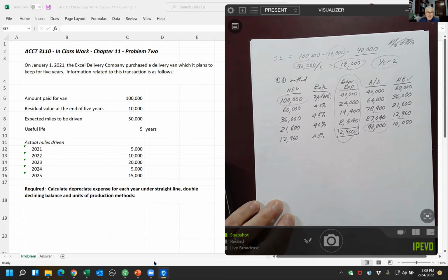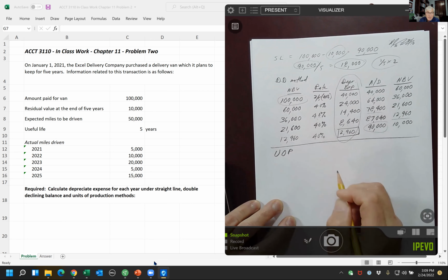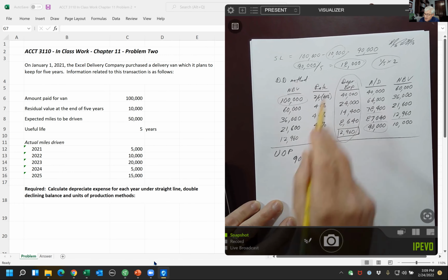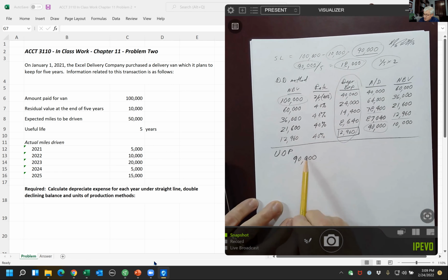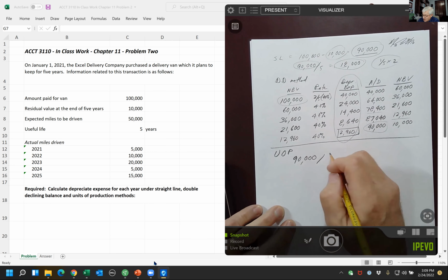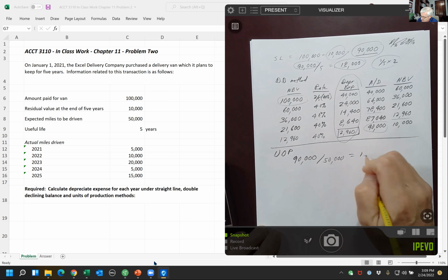All right, let's do units of production method. I have a 100,000 cost, a $90,000 cost, right? Because we are going to take into account the residual value in this method. That's the real cost. And we're going to divide that by the number of miles we expect to drive, 50,000 miles in this case. So each mile is costing us 90,000 divided by 50,000, $1.80.